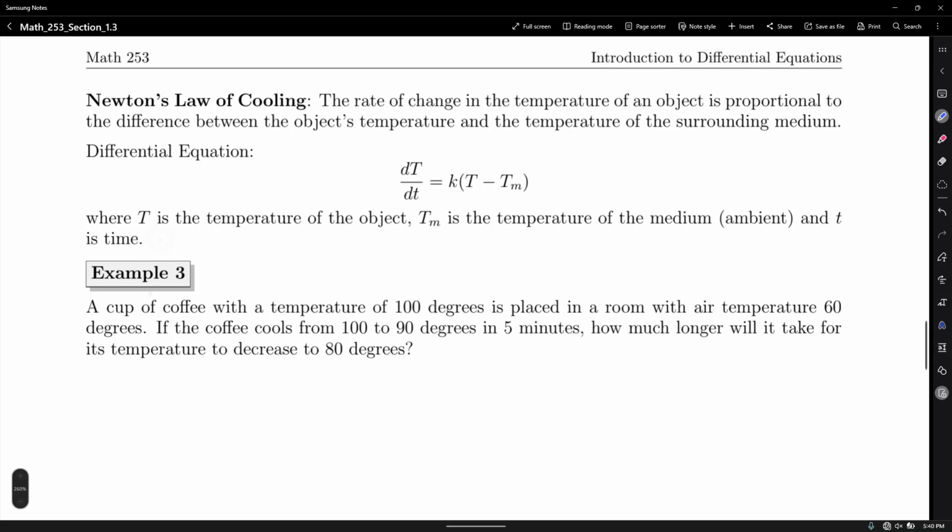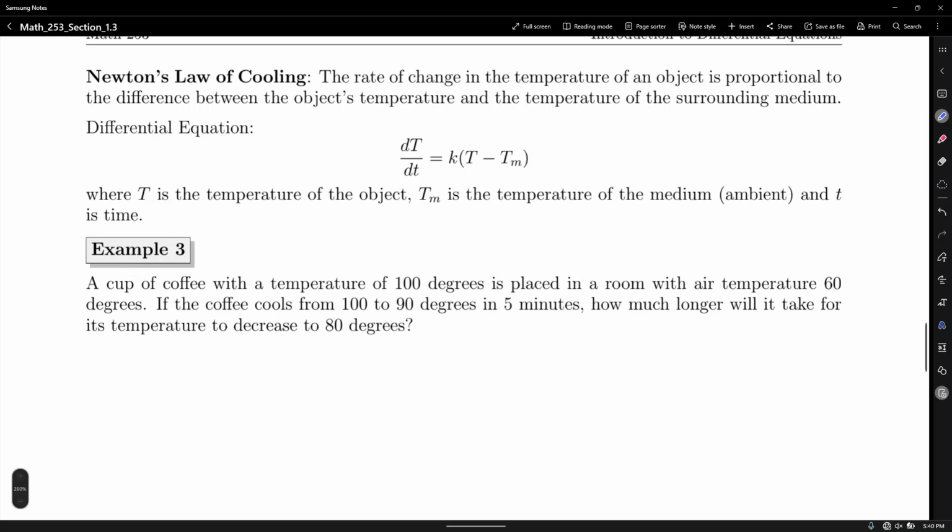All right. Well, Newton's law of cooling tells us that the rate of change of the temperature of an object is proportional to the difference between the object's temperature and the temperature of the surrounding medium. Sometimes they call it ambient.